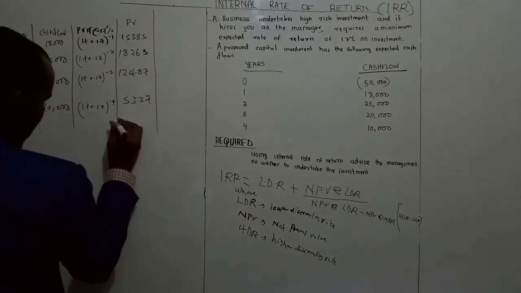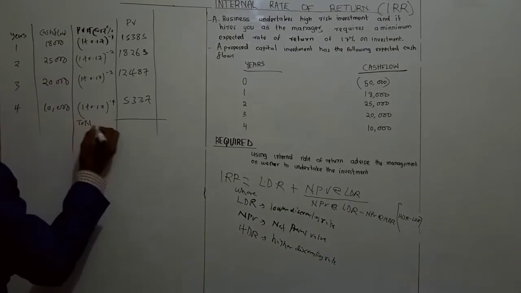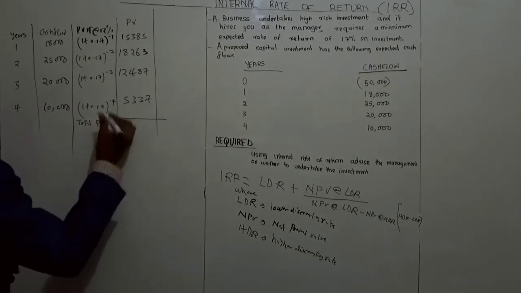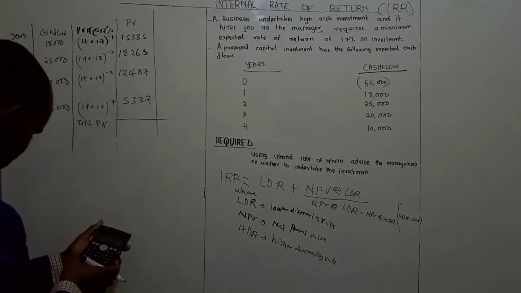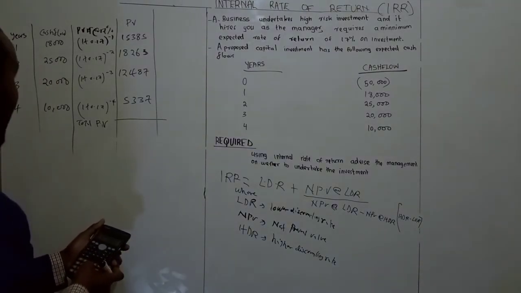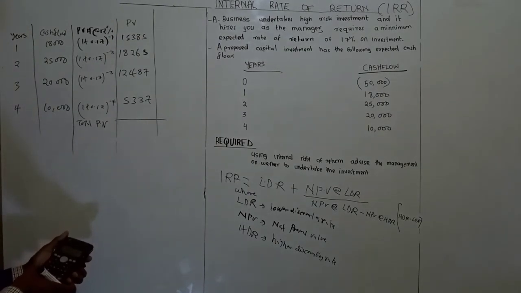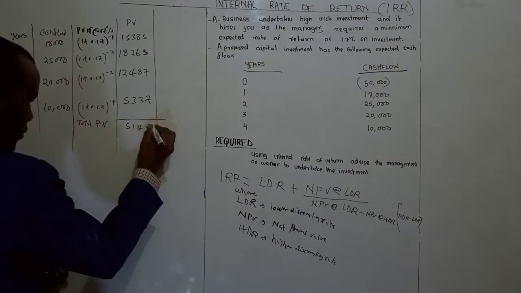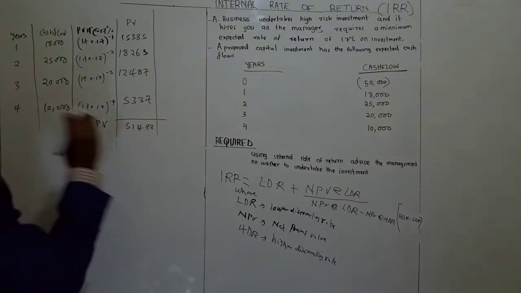Now here I can get the total present value. So I add 15,385, add 18,263, add 12,487, then add 5,337. I'm getting 51,472. Remember that this is the total present value.